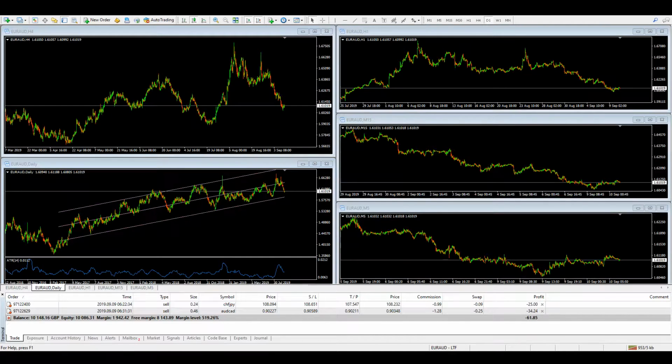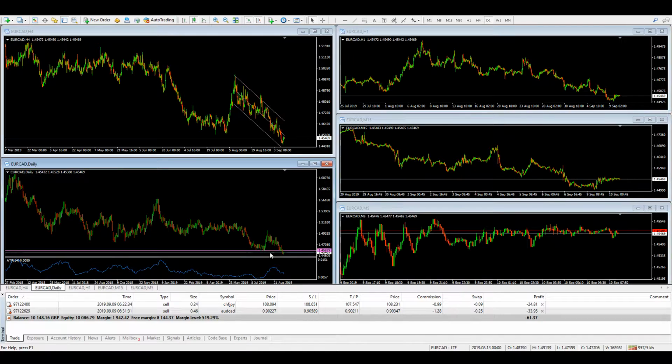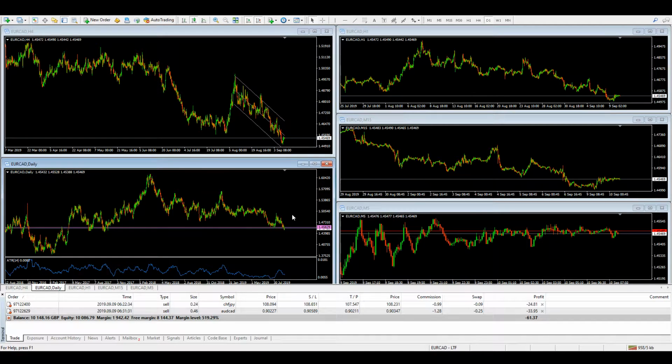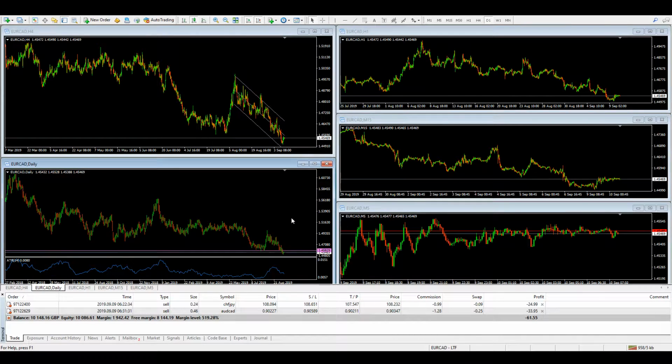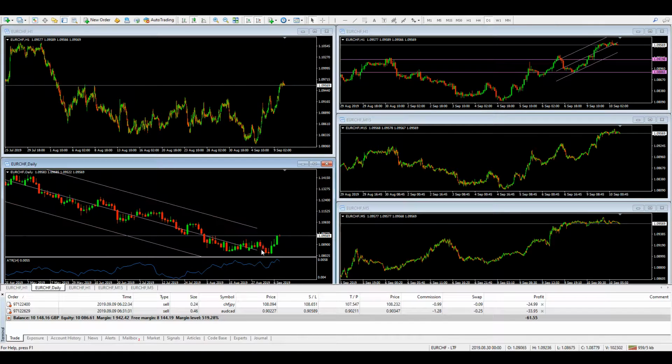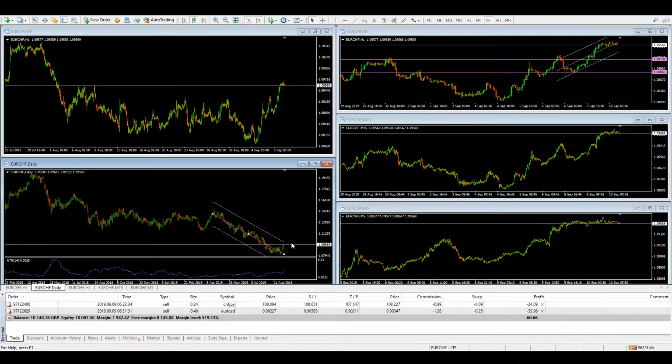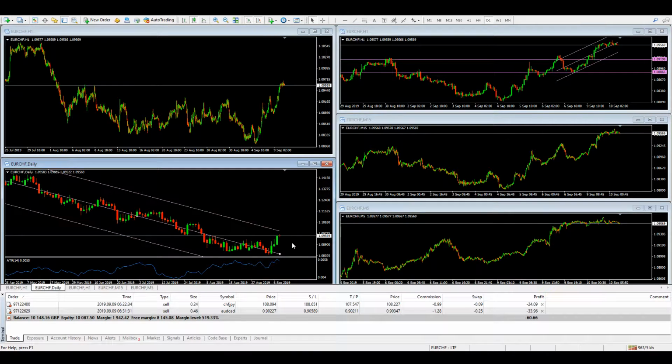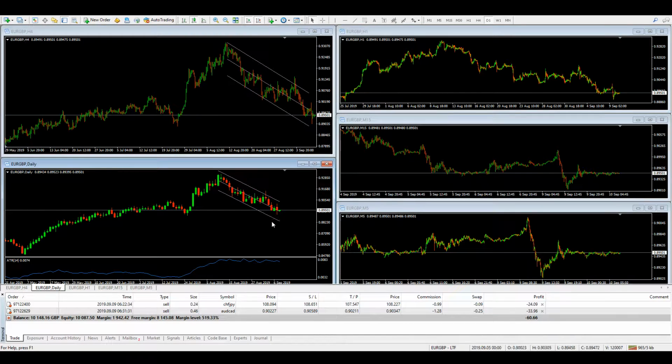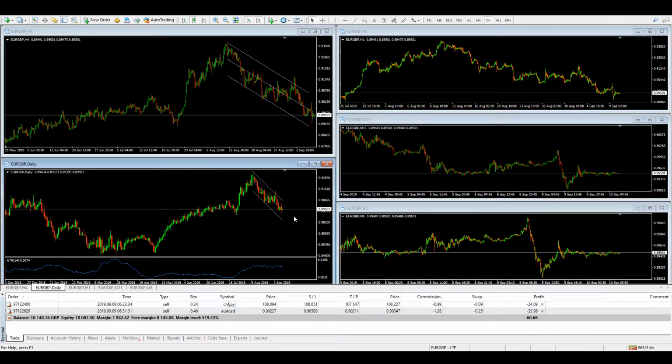Euro AUD. Bullish overall, but no signs of reversal as of yet. So next. No, not tradable at the moment. Next. Bearish overall, but no signs of reversal yet. So bring on the next one. Not great price action to read.